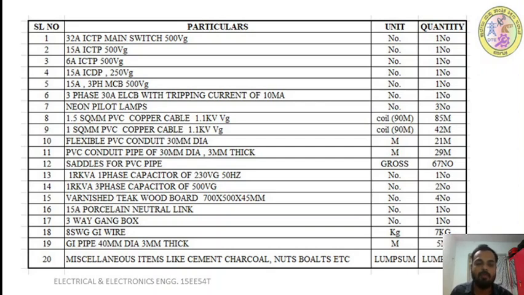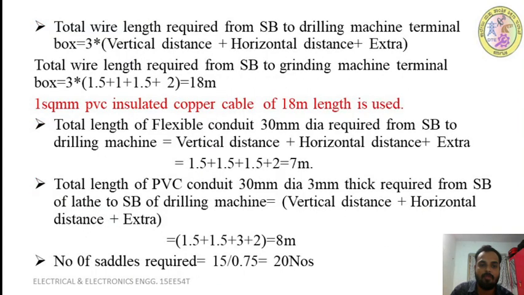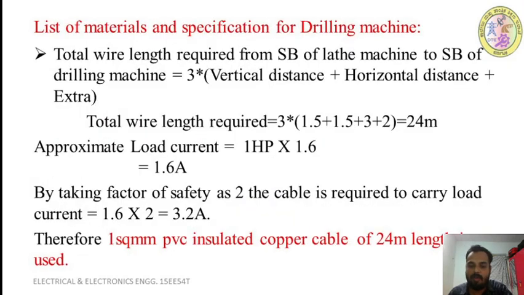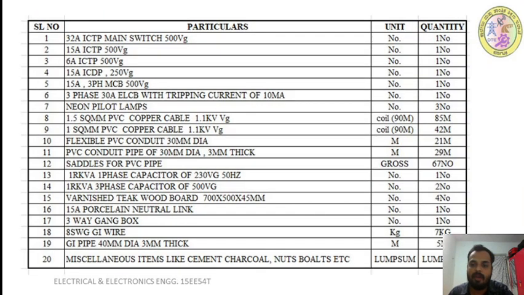Next, 1 square mm PVC copper cable of 1.1 kV voltage grade. See the previous slides where we used 1 square mm copper cable. Here you can see it, so you add up this 1 square mm cable where we have used it. Then it becomes 42 meter. Okay. Next, flexible PVC conduit 30 mm dia. We have used flexible PVC conduit everywhere from the starter board to each machine terminal. So you add up what you require for the 3 machines. The unit is meter. So you require 21 meter.